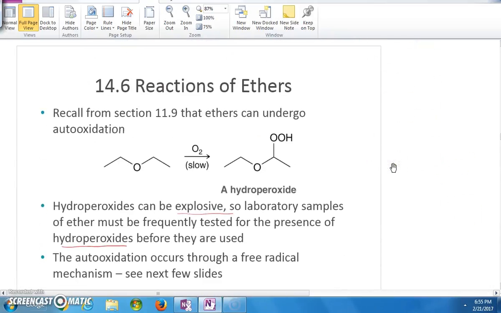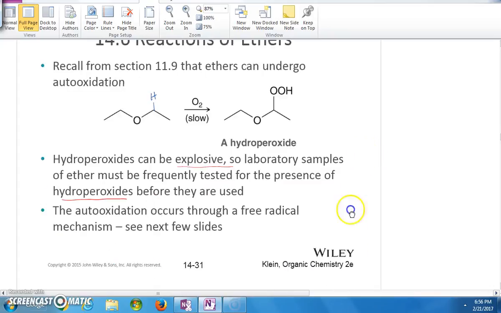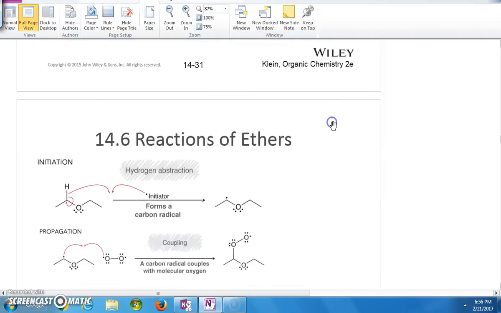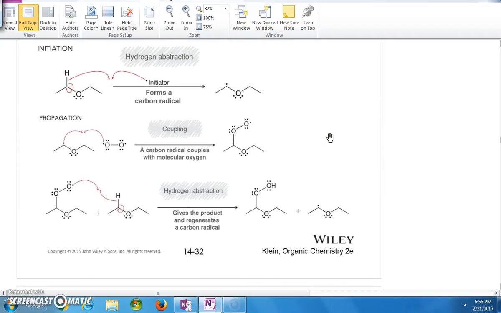Okay. Now, recall also from 11.9 that ethers can undergo auto-oxidation because these hydrogens here are susceptible to auto-oxidation, right? And so they form hydroperoxide, which can be explosive. So the laboratory sample must be frequently tested for the presence of hydroperoxide before use. Okay, and this is just the mechanism of the reaction.